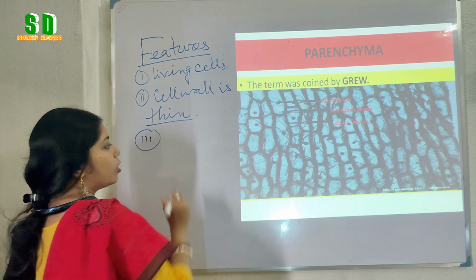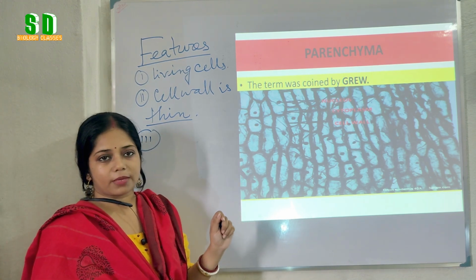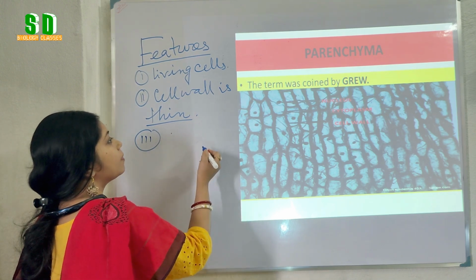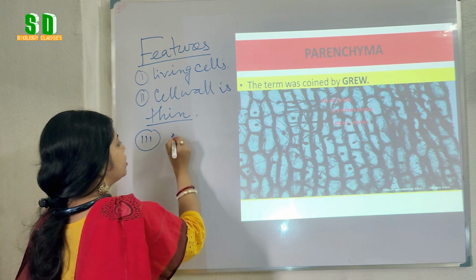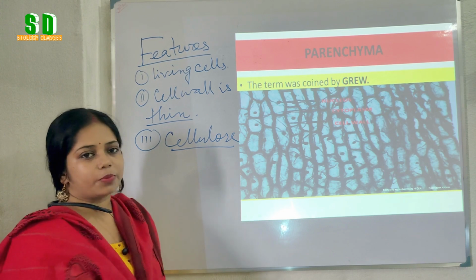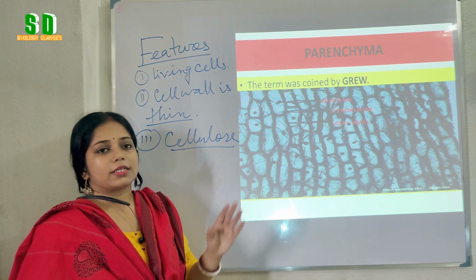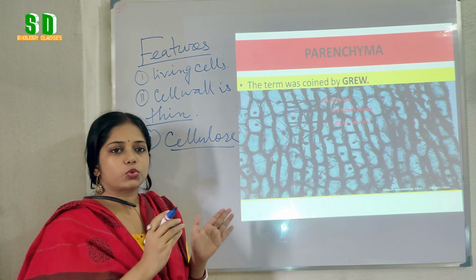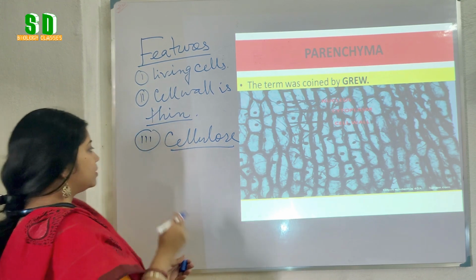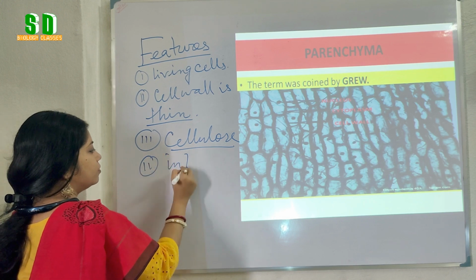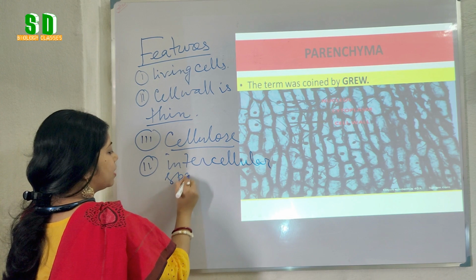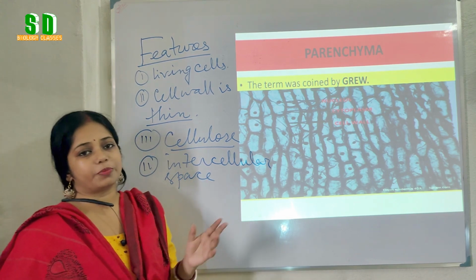Now, what is the chemical composition of the cell wall of the parenchymatous cells? The cell wall of the parenchymatous cells is made up of cellulose. The cells can be arranged just one after another, or there can be some gaps. That means the intercellular space can be present or cannot be present.